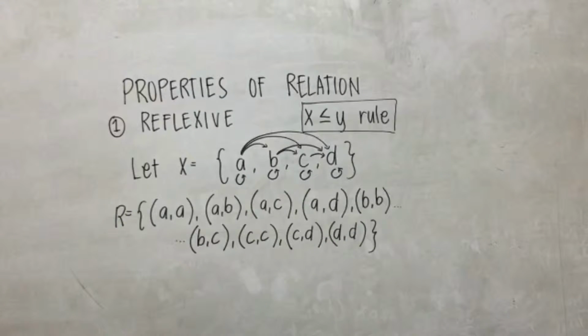Using the x is less than or equal to y rule, we will pair each element to itself and to the succeeding elements. As seen in the ordered pairs, A was paired with A, B, C, and D. The property is called reflexive because the ordered pairs (A, A), (B, B), (C, C), and (D, D), or reflexive pairs, are present in R.